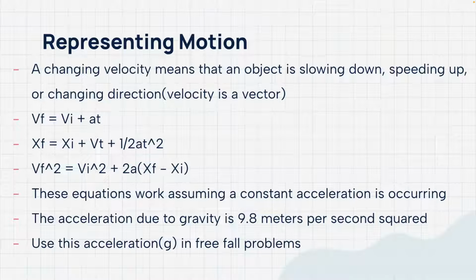And these equations, they all work assuming a constant acceleration. If the acceleration is not constant, then these equations will not work, essentially. These equations will not be valid. And the acceleration due to gravity is 9.8 meters per second squared. So if you want to use these equations when someone's in free fall, that's the acceleration you will use.